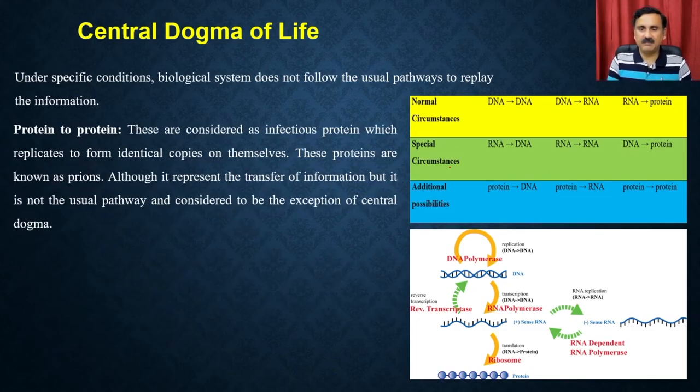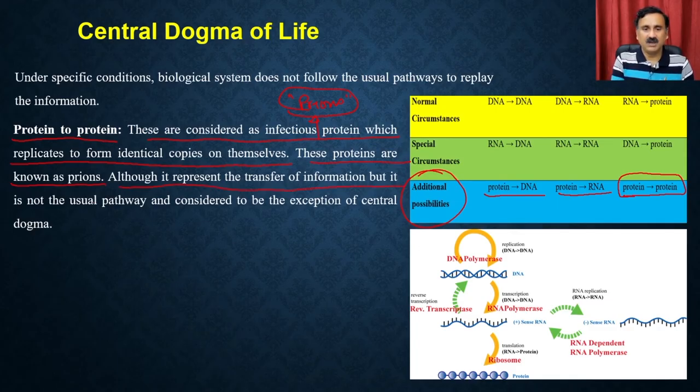Then we also have another example with additional possibilities, like protein giving rise to DNA, or protein giving rise to RNA, or protein giving rise to protein without going through the normal circumstances of the central dogma of life. So we have protein to protein. These are considered infectious proteins, also called prions. In prions, the protein is replicating from the protein itself, right? These are considered infectious proteins, which replicate to form identical copies of themselves. These proteins are known as prions. Although it represents a transfer of information, it is not the usual pathway and is considered to be an exception of the central dogma of life.